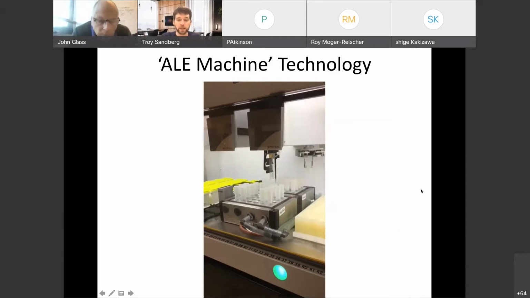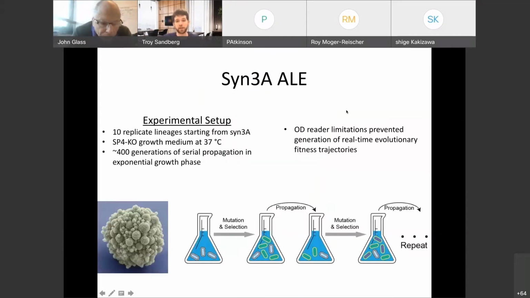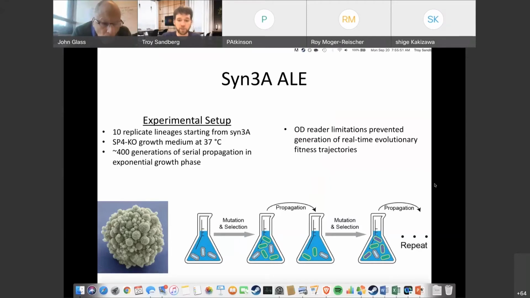So in this case, we took the Syn3A strain and we evolved it through this ALE process. We did 10 independent replicates. Starting from Syn3A, we evolved in SP4 knockout growth medium at 37 Celsius, and we evolved for about 400 generations, maintaining exponential growth phase through serial propagation.